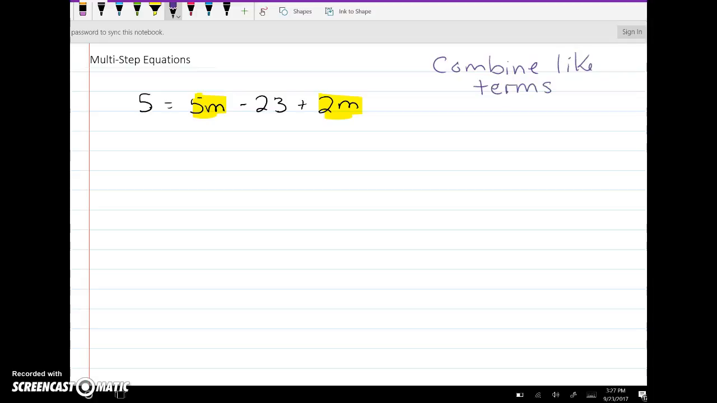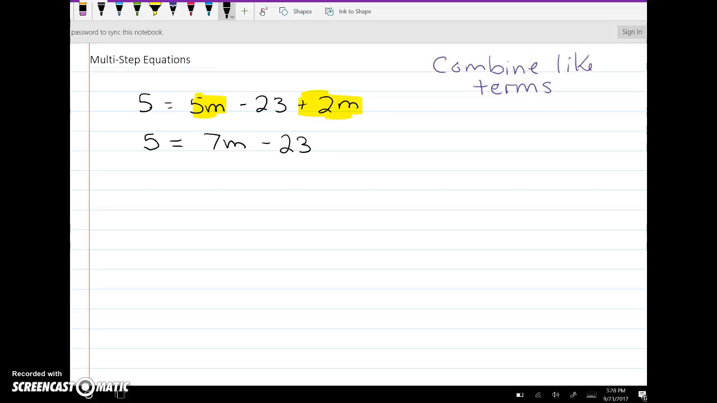If you see something like this, the first thing you're going to want to do is see if you can combine like terms, which we can. 5m plus 2m. Remember, we use the sign that's in front of the other term. 5m plus 2m is 7m. So we're going to rewrite the whole equation. We don't care how much paper we use up, as long as our work is neat and orderly.